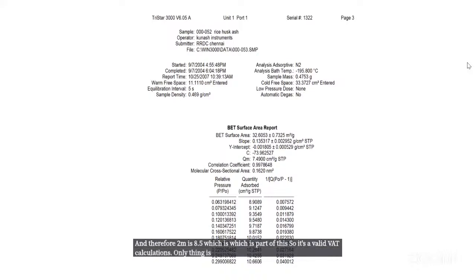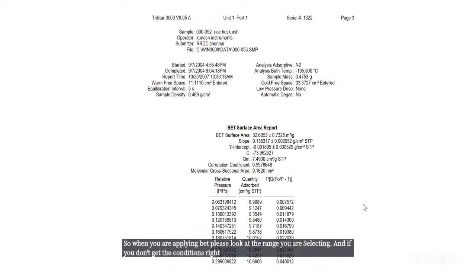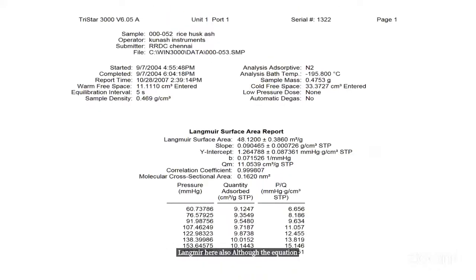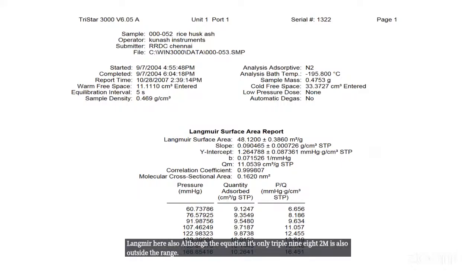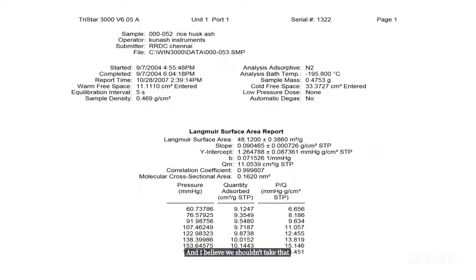And therefore, QM is 8.5, which is part of this. So it's a valid BET calculation. The only thing is the range of application is different from the normally recommended range. So when you are applying BET, please look at the range you are selecting. And if you don't get the conditions right, you should change them. Langmuir. Here also, although the equation, it's only 0.9998. QM is also outside the range, and I believe we shouldn't take that for calculations.